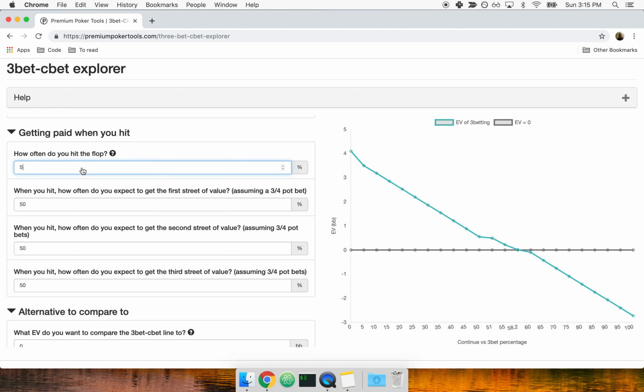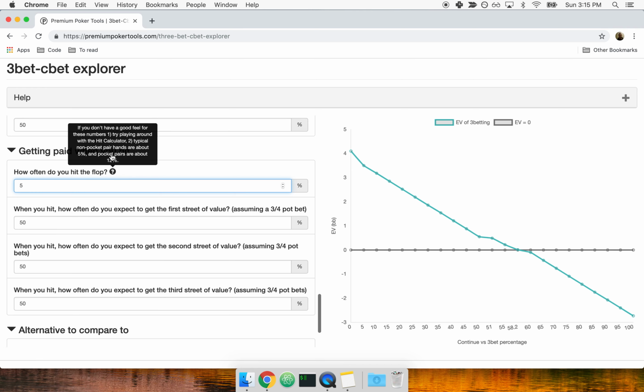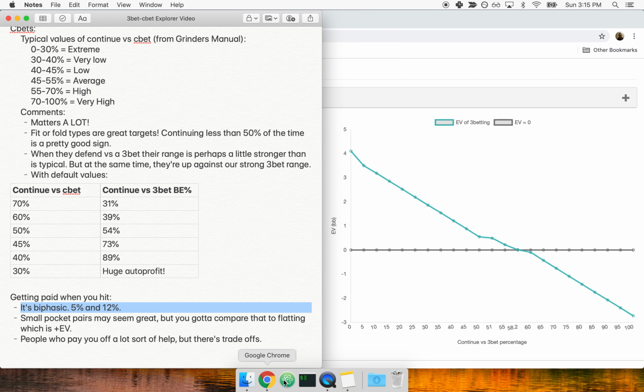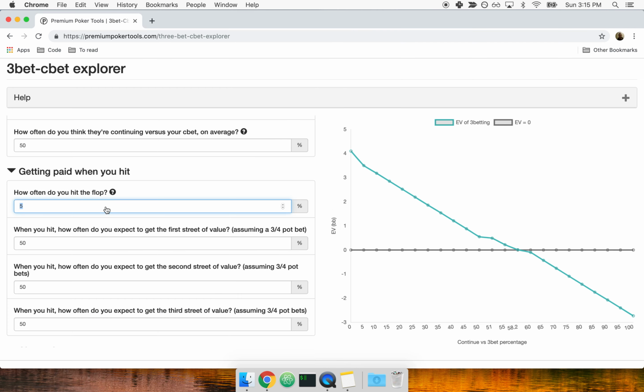So the last thing I want to say is about this input right here. I forget the term for this. It's a term from statistics. I wrote it down: biphasic. If you graphed how different hands hit the flop, there would be two humps basically. So what I'm trying to say is that it's either going to be around 5%, or if you have a pocket pair, it's going to be 12%, because that's how often pocket pairs hit a set or better.